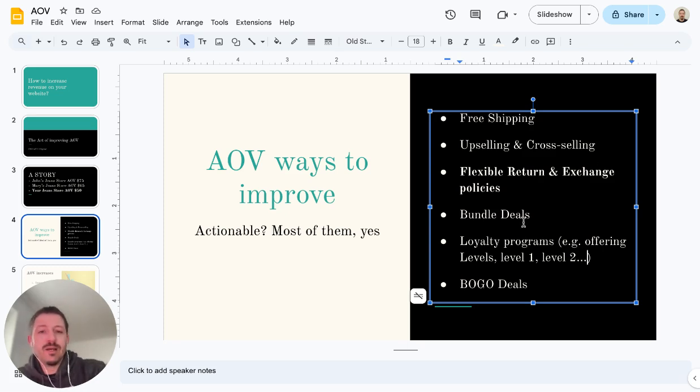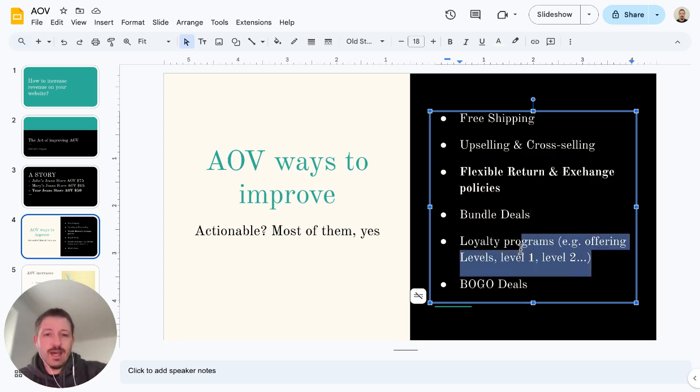Bundle deals, I guess that's clear, right? You bundle similar products together, like you bundle the jeans with the jeans t-shirt, or what I said before, like a belt or something, right? If you have that in stock. I think this one here is a very interesting one, loyalty programs.